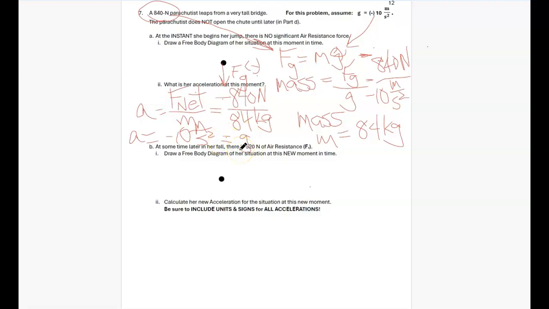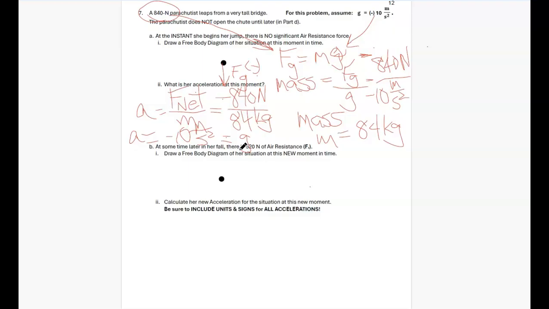Her only acceleration is due to her weight force. Well, then her only acceleration would be g. You don't need to calculate it. If you just realize that, you could just write down her acceleration is minus 10 meters per second squared.